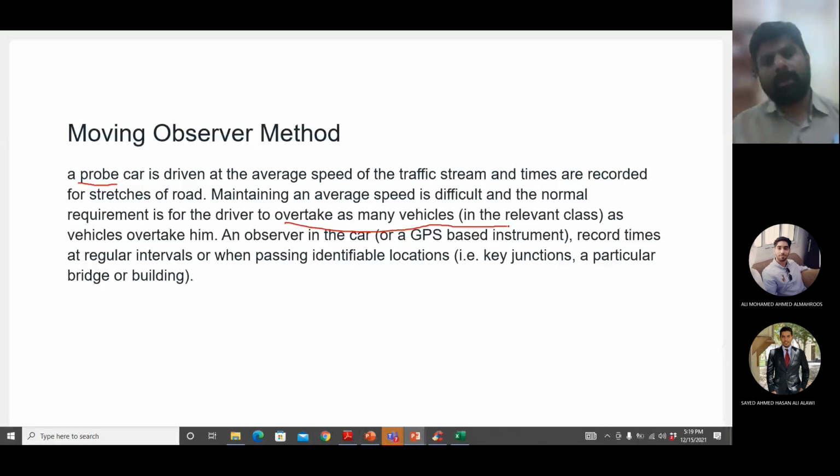They call those points identifiable locations within your segments. You mark identifiable locations: signals, roundabouts, important buildings. The observer will record the time at which you cross those junctions, those locations, and you have a GPS in the car as well, which is recording the distance and so on.